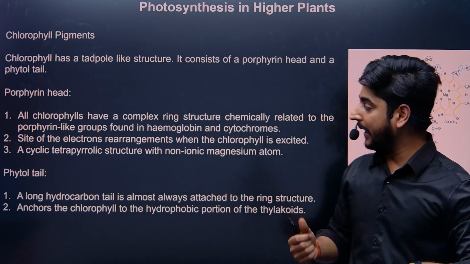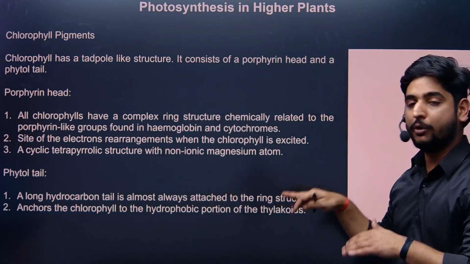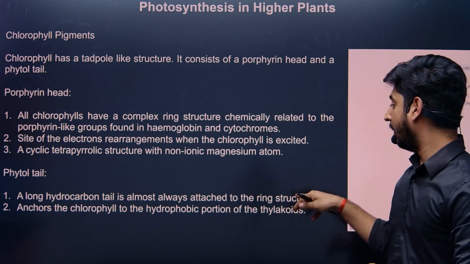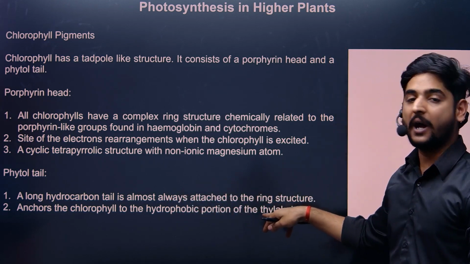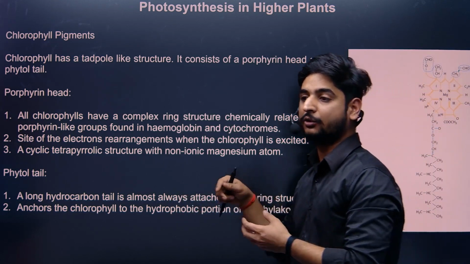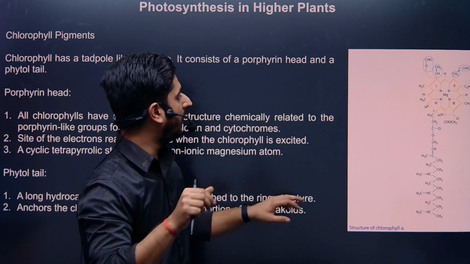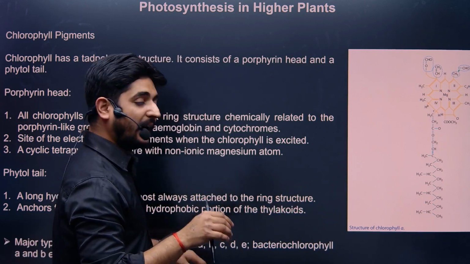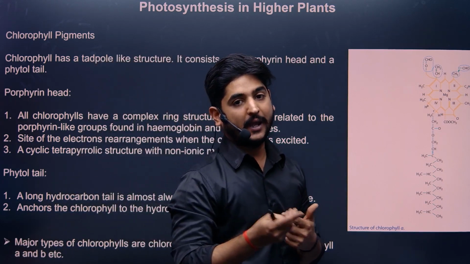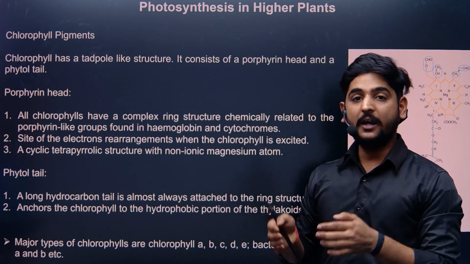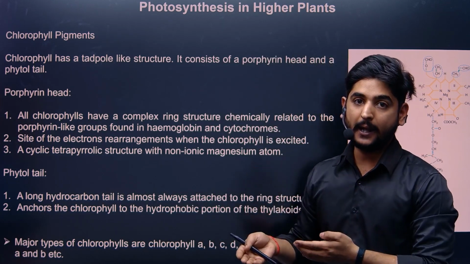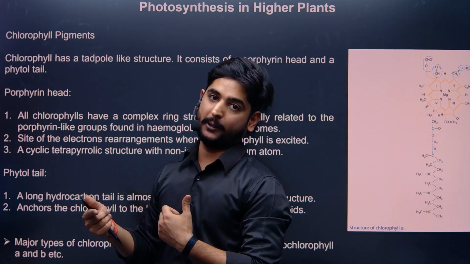Now the phytol tail is a long hydrocarbon tail, almost always attached to the ring, okay, and anchors the chlorophyll to the hydrophobic portion. So this is the part which is going to be embedded into the thylakoid membrane. They say that there are different types of chlorophyll, chlorophyll A, B, C, D and E, and the chlorophylls that are found in bacteria, bacteriochlorophyll A and B.